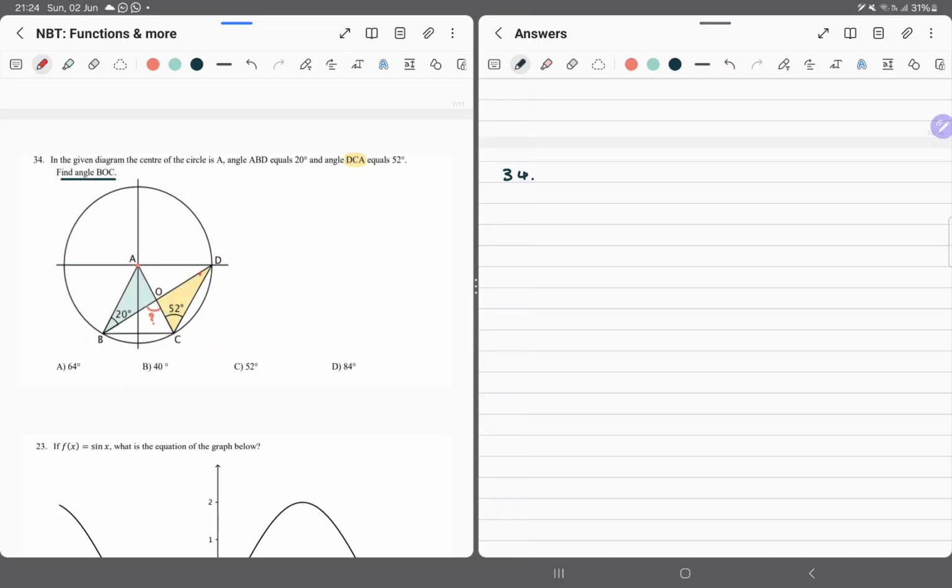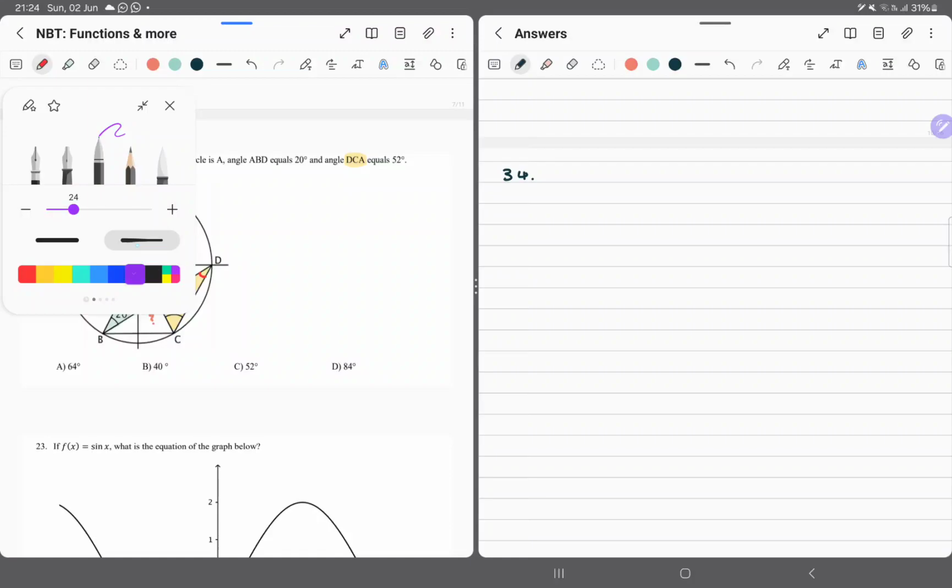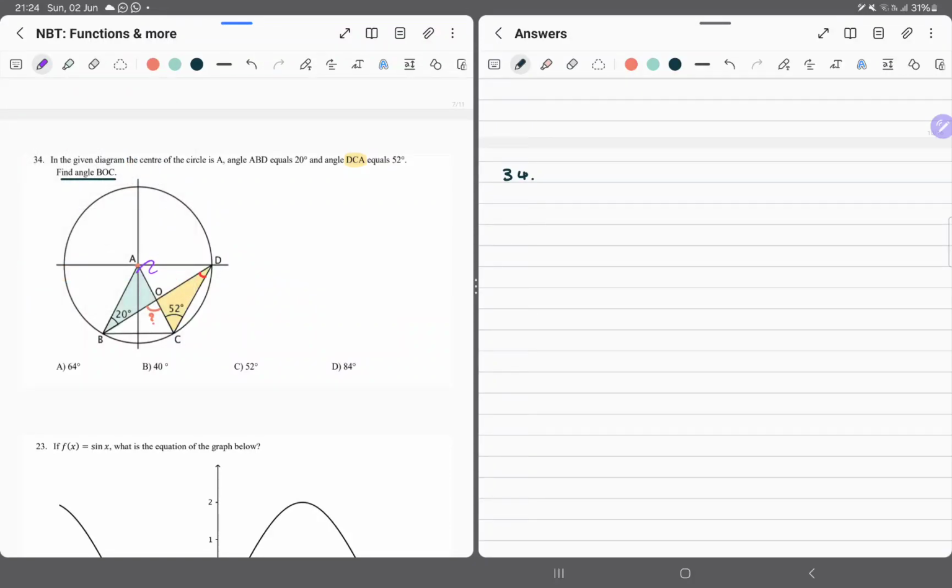Our task is to find this angle if we are going to use the yellow triangle, or we have to find that angle if we have to use the green triangle. So which one is easy to find?